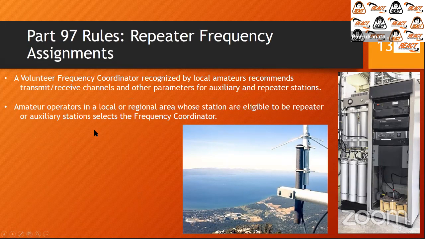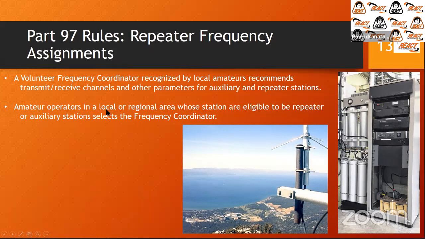Also, this is kind of along the lines of the question that Lisa asked, but remember we're doing FCC exams, so you need to know that a volunteer frequency coordinator that is recognized by local amateurs recommends transmit and receive channels and other parameters for auxiliary and repeater stations, right? So a volunteer frequency coordinator. Again, in Trinidad and Tobago, the Telecommunications Authority must be engaged in terms of coordinating frequencies for repeaters and beacons and that sort of thing, right?